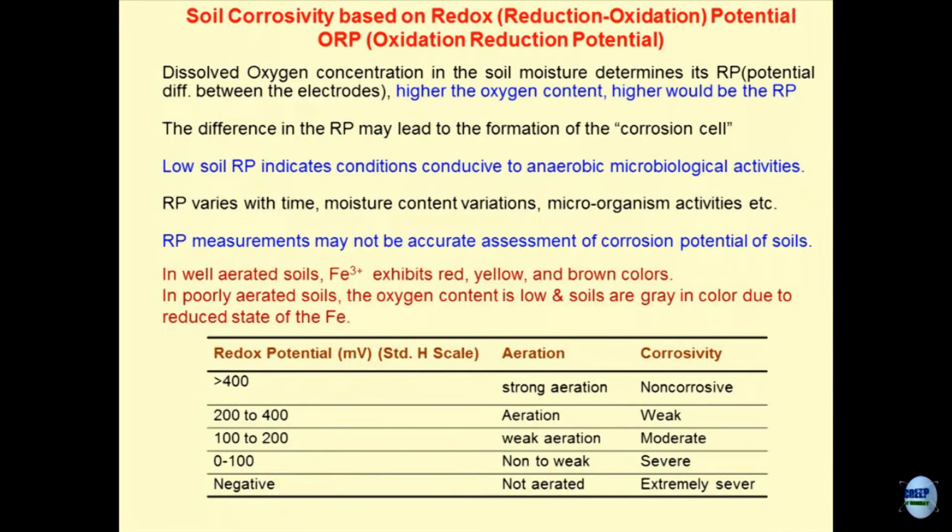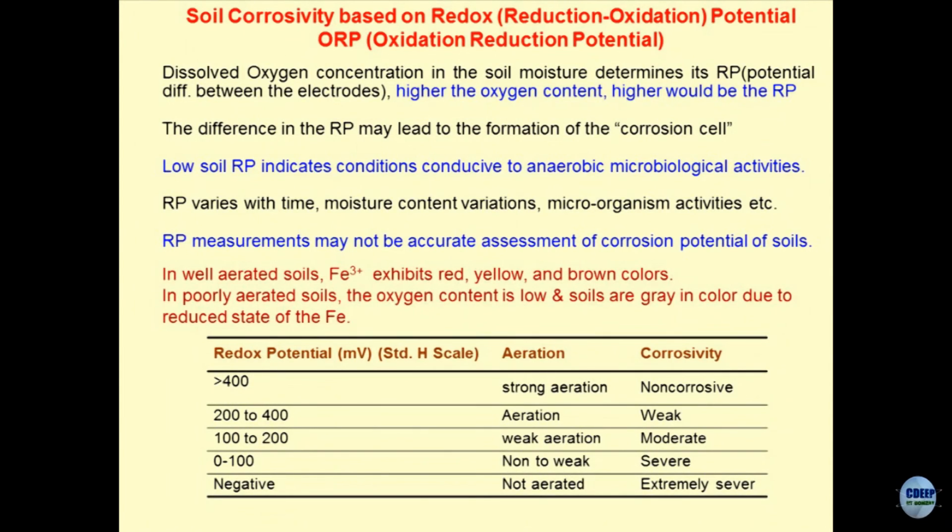One of the good examples is how Fe3+ will get reduced to iron, and this is a good example of how the reduction of iron might take place in the buried condition. Some people use this scale, which is known as the standard H scale, and this defines the redox potential of the soils in millivolts. Redox potential depends upon the aeration property. When the systems are buried all the time or are saturated or submerged in water, then the chances of corrosivity are less.